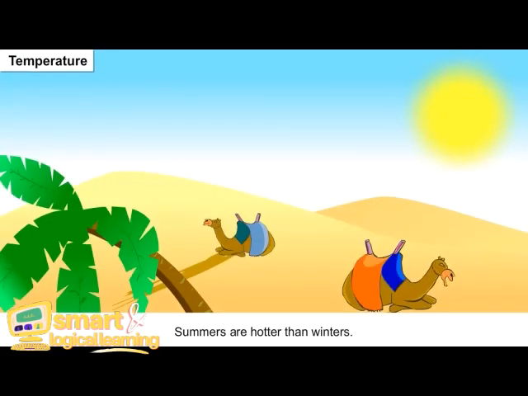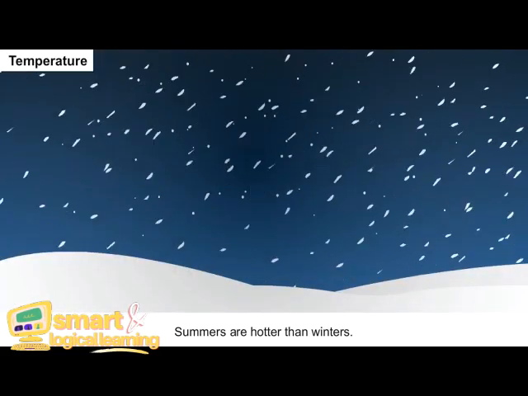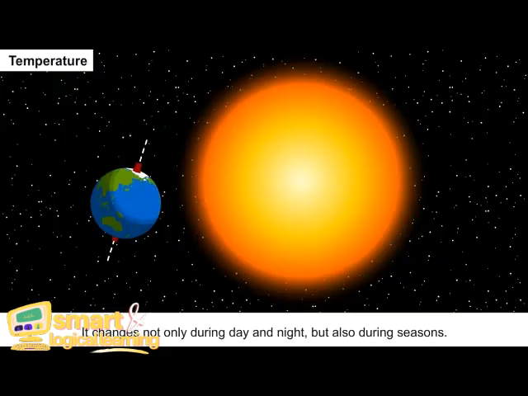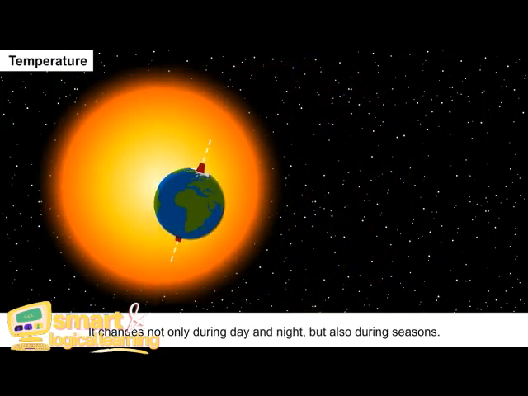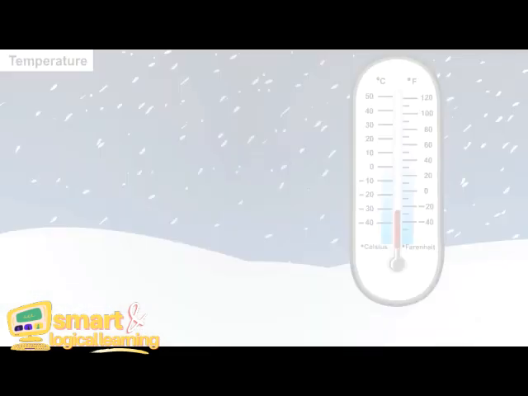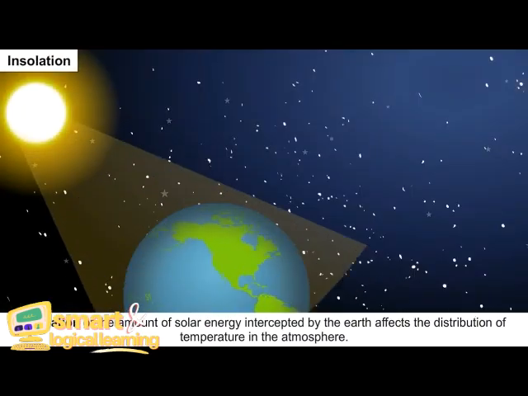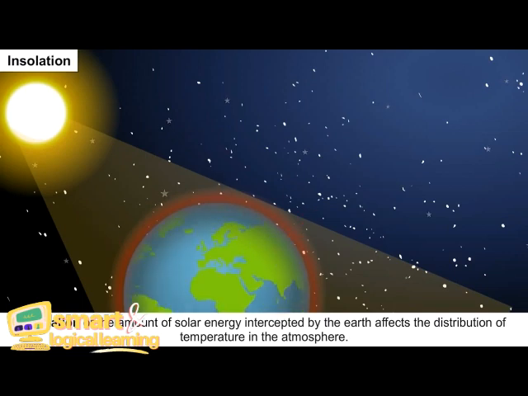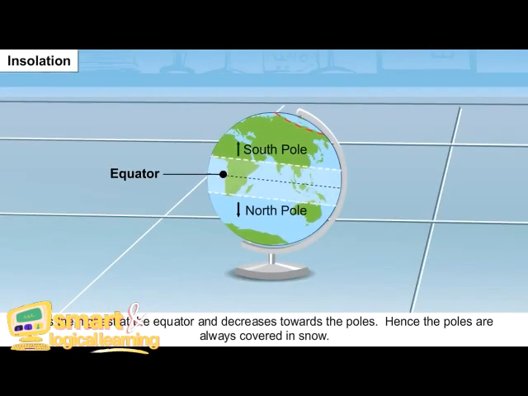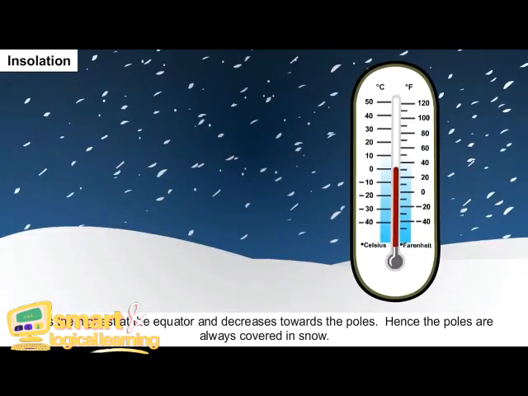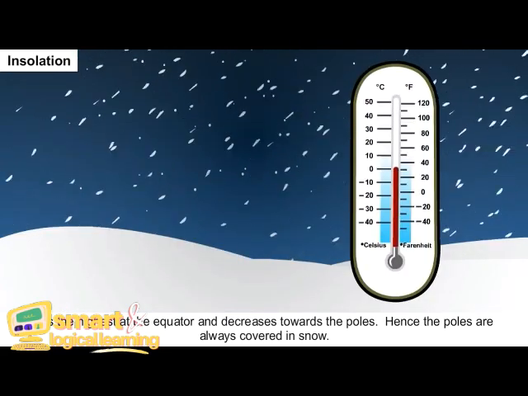Temperature is the degree of hotness or coldness of the atmospheric air. It changes not only during day and night, but also during seasons. Summers are hotter than winters. Insolation, or the amount of solar energy intercepted by the Earth, affects the distribution of temperature in the atmosphere. It is the highest at the equator and decreases towards the poles. Hence, the poles are always covered in snow.